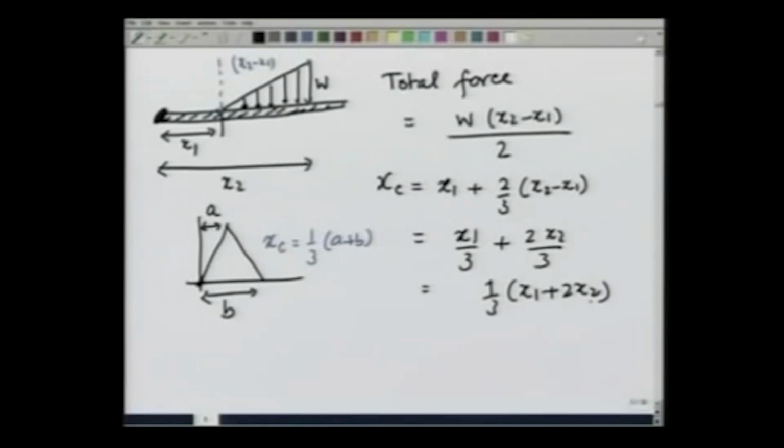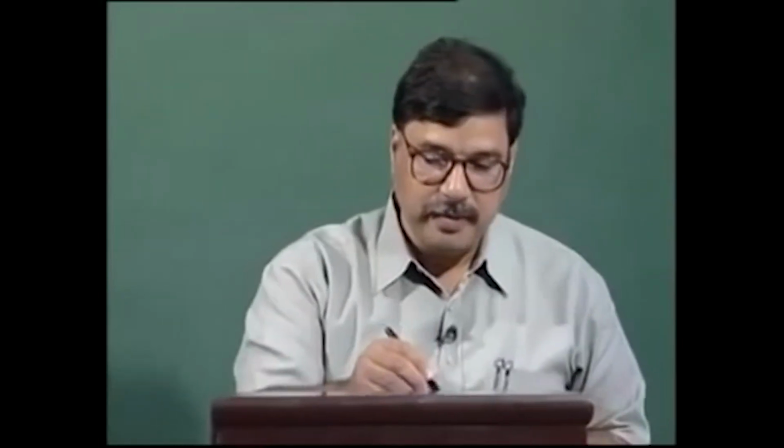So, if I were to look at this load, effectively how it is working is, this is a beam, and the load can be effectively replaced by a force of W times (x2 minus x1) divided by 2 acting at a distance of 1/3 (x1 plus 2 x2) from this point. This is another example of how we apply the concept of first moment and the centroid in mechanics.